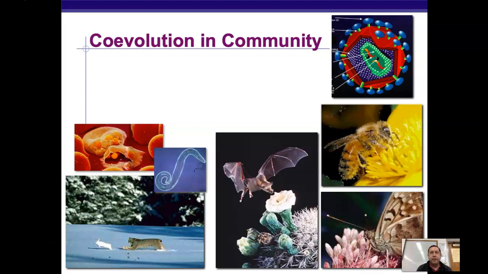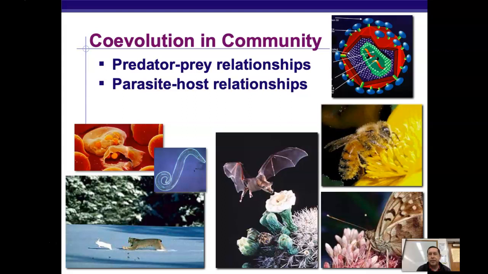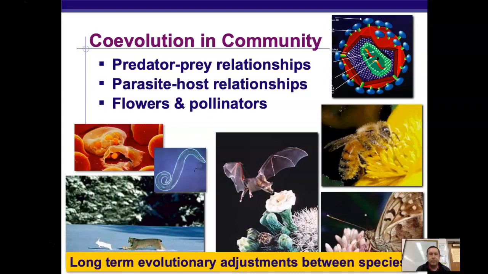So in this video, we're going to talk some more about community ecology, starting with coevolution in communities. This can include predator-prey relationships, where the predator and prey evolve defenses and adaptations to those defenses. Parasite-host relationships, very similar. And flower and pollinator relationships, where the flower is adapted to the kind of pollinator that pollinates that particular plant. These are long-term evolutionary adjustments between species.